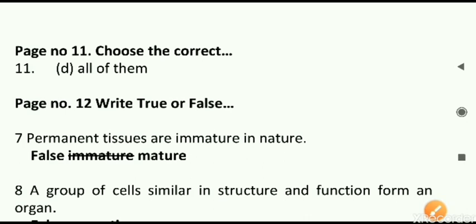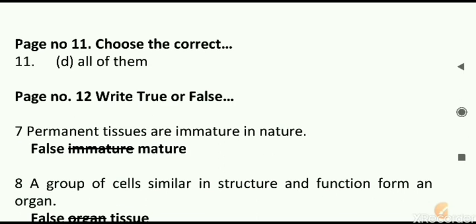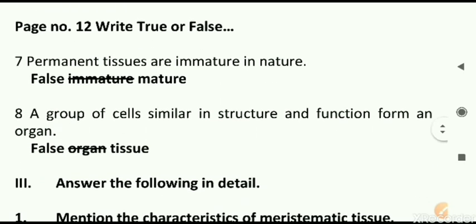Choose the correct option. Here, the 11th answer was remaining. The answer will be D part, all of them. Similarly, page number 12, write true and false. These two answers again were left. Permanent tissues are immature. The answer is false. In place of immature, you will write mature.